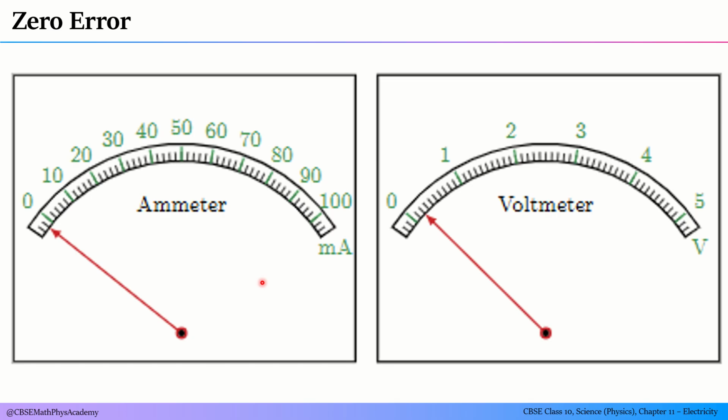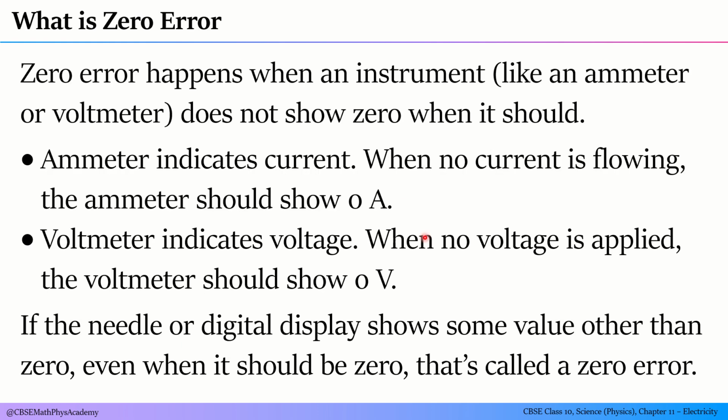So what is a zero error? In the first image, you can see the pointer of the ammeter is below zero. Similarly, in the voltmeter, the pointer is at 2 on the scale. So a zero error in an instrument happens when it does not show zero when it should. So when should an instrument show zero? When there is no current flowing.